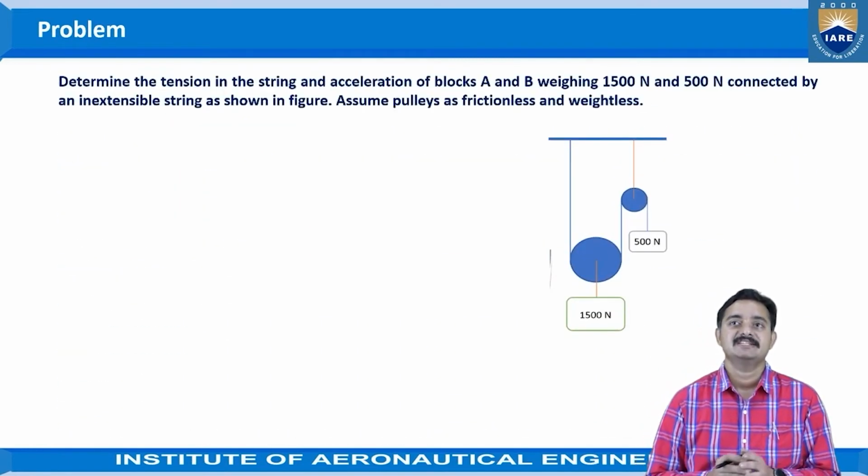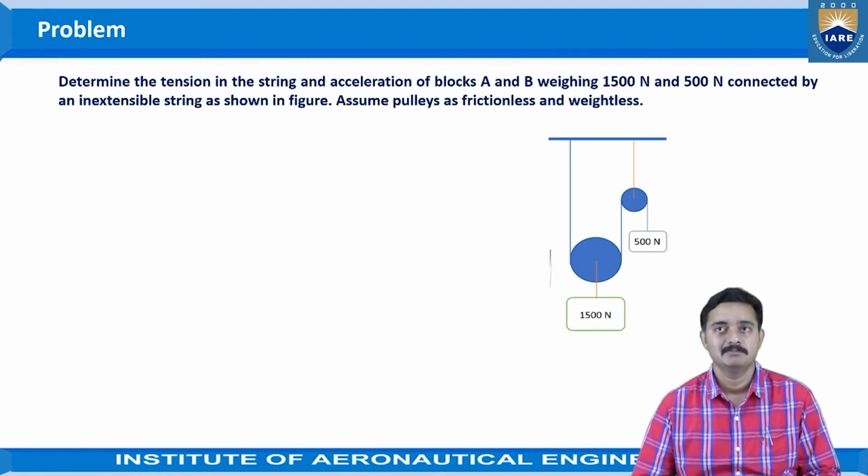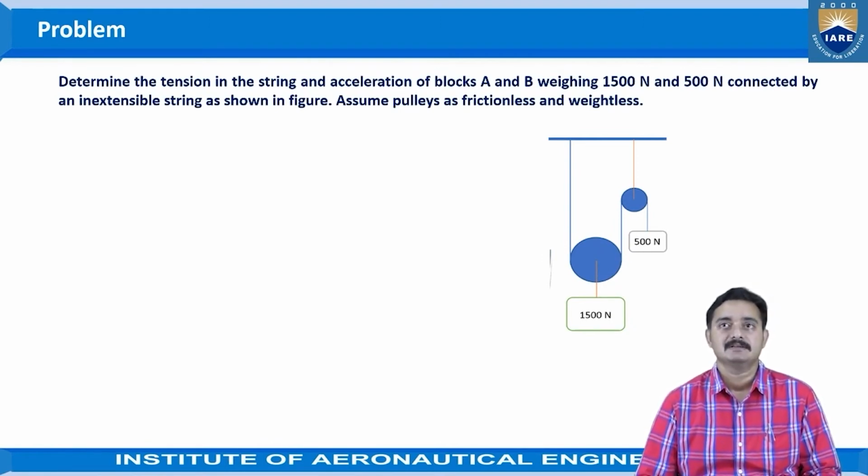Now coming to the connected bodies which are involved with pulleys. The problem given is: determine the tension in the string and acceleration of blocks A and B weighing 1500 newtons and 500 newtons connected by an inextensible string as shown in the figure. Assume pulleys are frictionless and weightless.